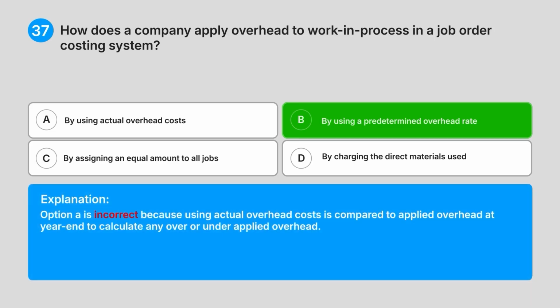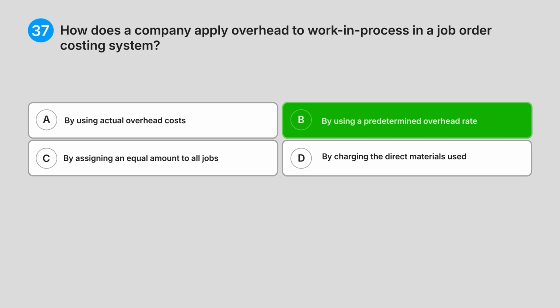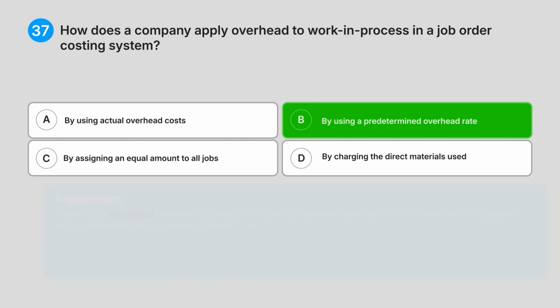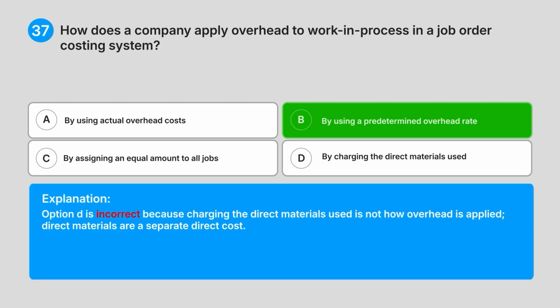Option A is incorrect because using actual overhead costs is compared to applied overhead at year end to calculate any over or under applied overhead. Option C is incorrect because assigning an equal amount to all jobs is an inaccurate method for applying overhead as it doesn't consider the resources each job consumes. Option D is incorrect because charging the direct materials used is not how overhead is applied. Direct materials are a separate direct cost.